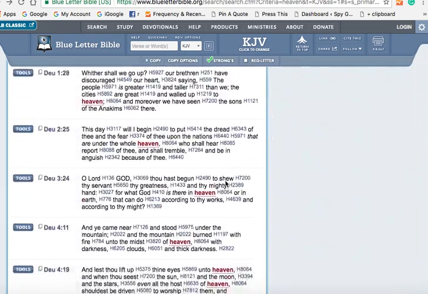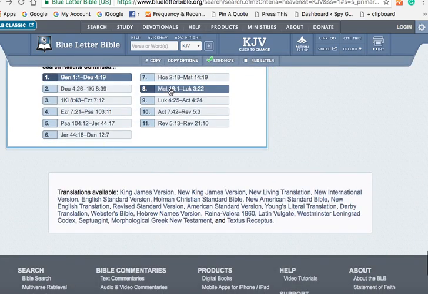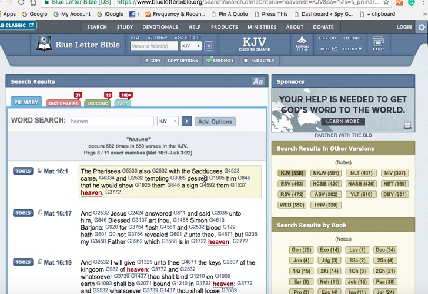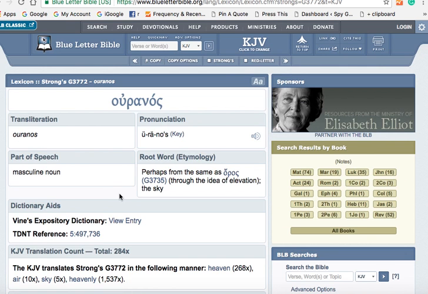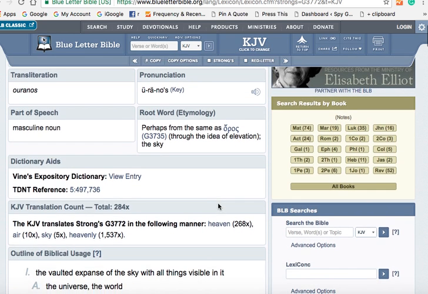which would be, let's do Matthew. And the word here is, if you notice, there's a word heaven, and then to its right side there is a G3772. So we click that, and now it's going to give us the Greek understanding of the same word. Okay, now it's Ouranos, which I believe references the sky more so than the other one.